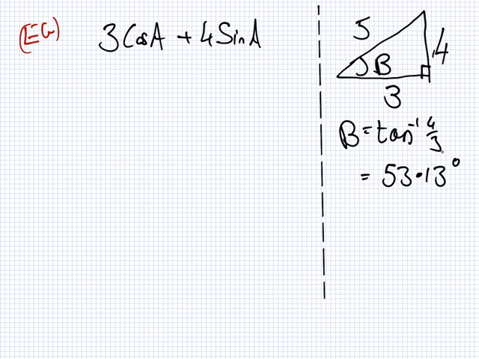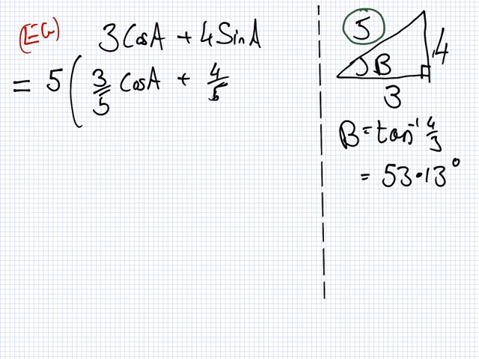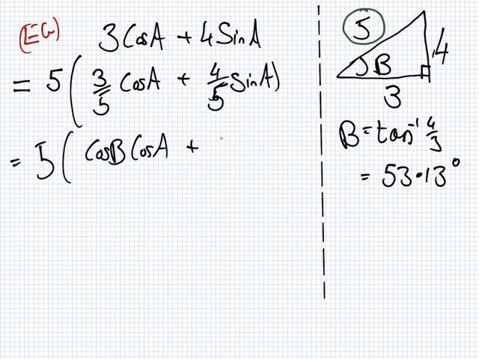Equals. So here's the trick. You take out 5. So you have 5 times 3/5 cos A plus 4/5 sin A. So that's the same thing. But when you look at this, you realize that 3/5 is the same as cos B, and 4/5 is the same as sin B.